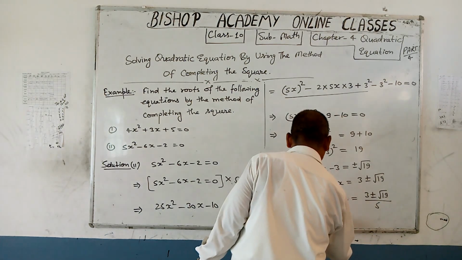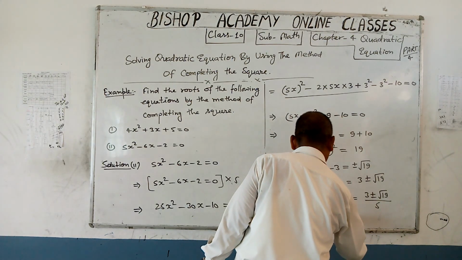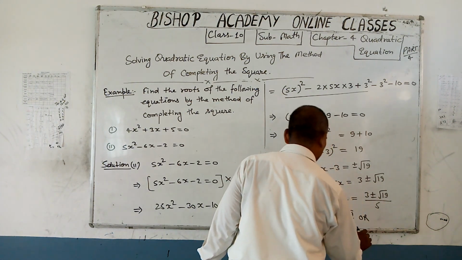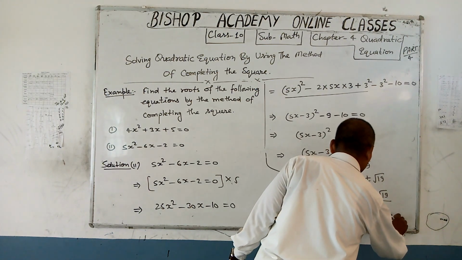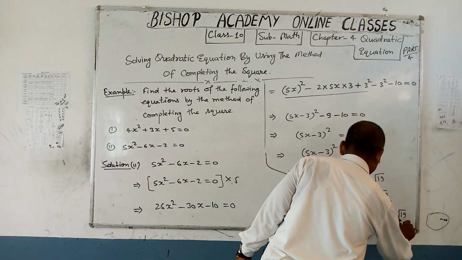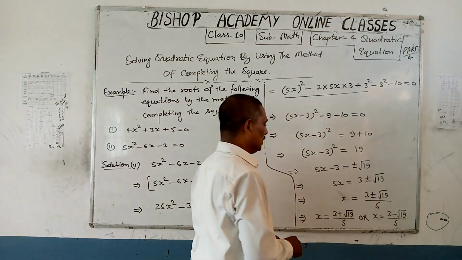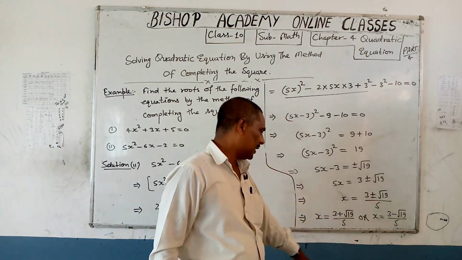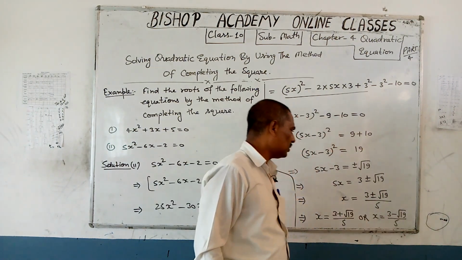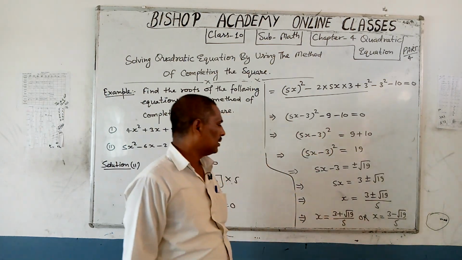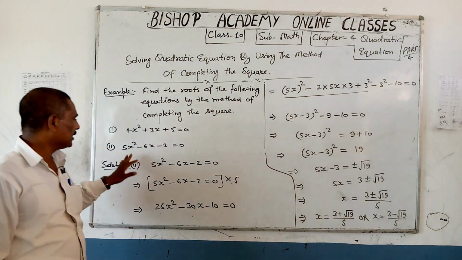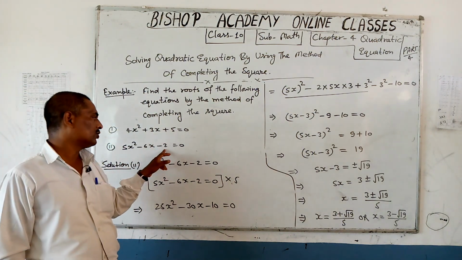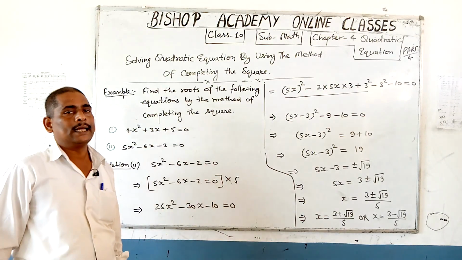Means x is equal to either 3 plus under root 19 upon 5, or x is equal to 3 minus under root 19 upon 5. So these are two roots: 3 plus under root 19 upon 5, 3 minus under root 19 upon 5. These are two roots of the given quadratic equation 5x square minus 6x minus 2 is equal to 0.